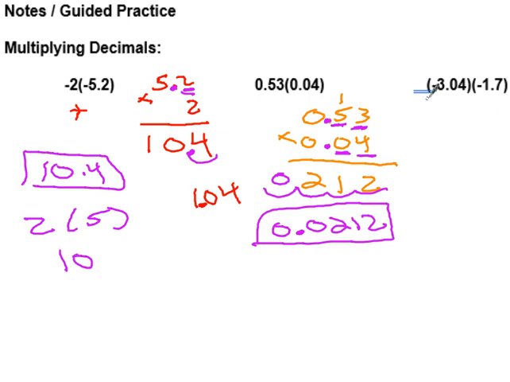Okay, so negative times a negative is always positive again, so my answer is positive, so I don't even have to worry about those negative signs. 3.04, 1.7. I don't have to line up my decimals. Does not matter, because I just don't even worry about it. 7 times 4 is 28. Bring on my 2. 7 times 0 is 0 plus 2 is 2. 7 times 3 is 21.